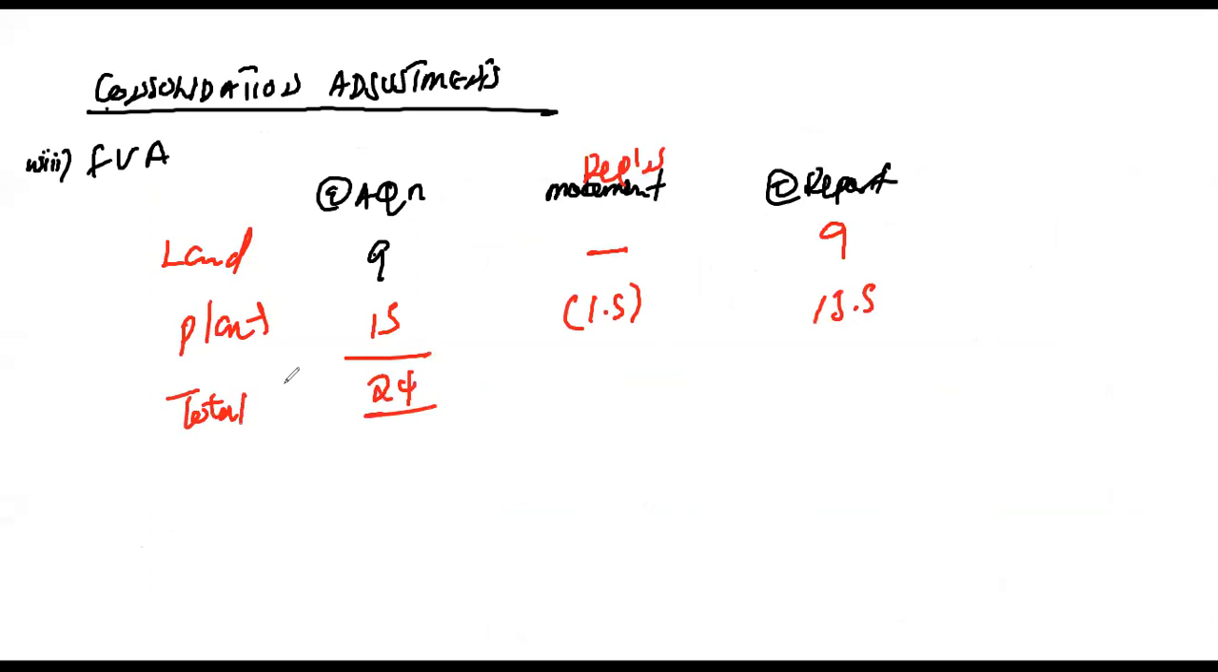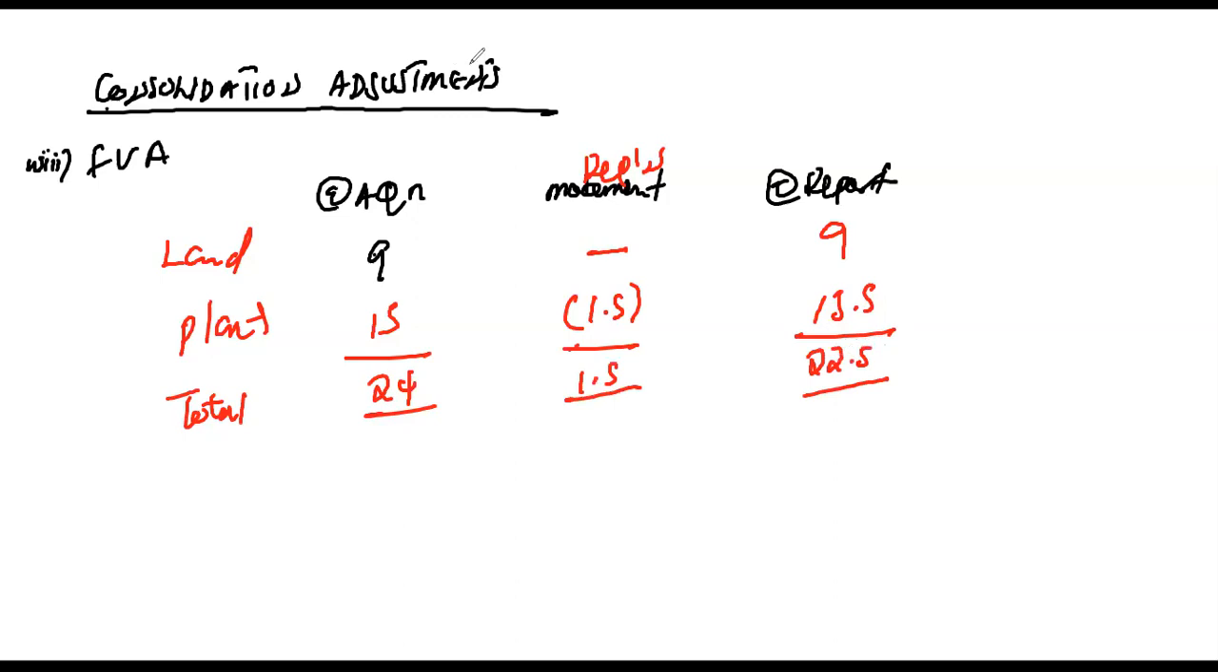However, we had depreciation of how much? Of 1.5, which means at the date of report, the real value of our assets is going to be 22.5.